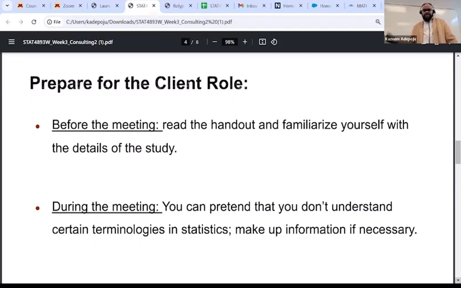So before the meeting, you read the handout. I actually published the material today. You can read that and familiarize yourself with the details of the study. This is for the client's role. During the meeting, even though I know you are a student of statistics and you understand some statistical jargon, you're actually going to pretend, just like the way the TA pretended during the joint meeting. Does that make sense? You're going to pretend that you don't understand certain statistical terminologies. Also make up information if necessary.